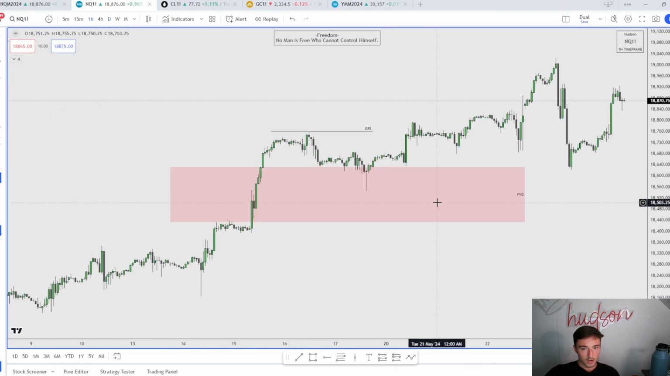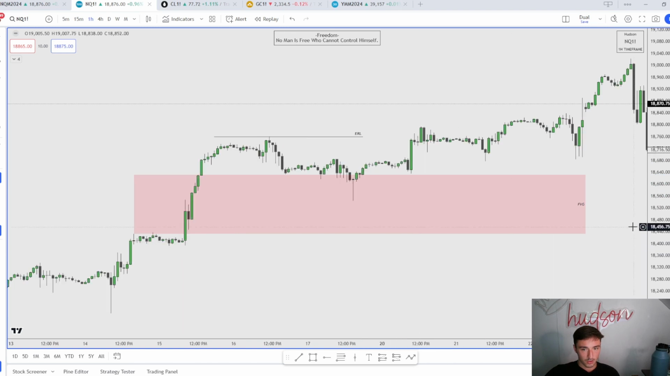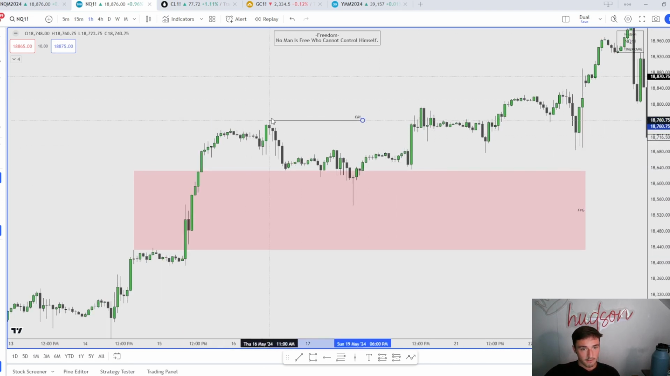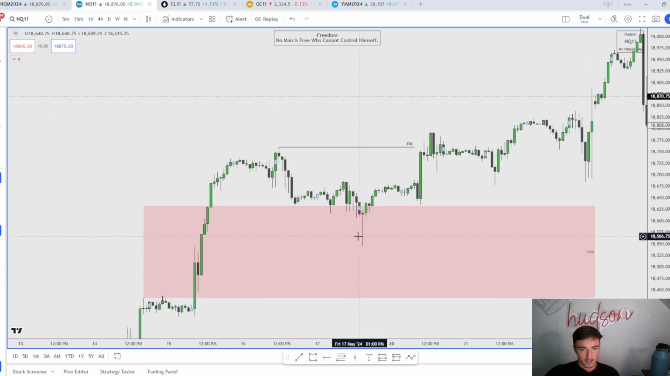Let's head to the 1 hour for time frame alignment. Right here is when we come into that fair value gap. Right here is our external level. What do we see in this price action right here? Well, we sweep an old low right there. Sell side, we expand from it.